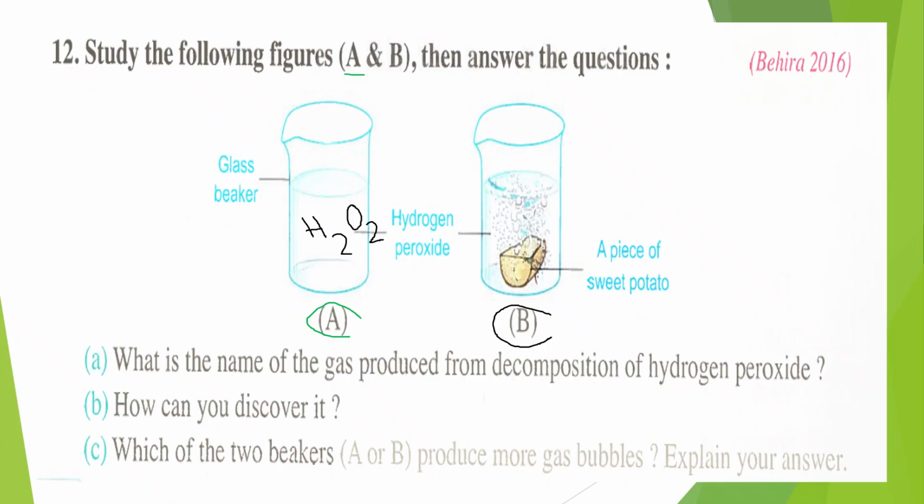And by the way, we said yesterday that its commercial name is oxygen water. So we have hydrogen peroxide or oxygen water. On the other side, we have the same substance, hydrogen peroxide or oxygen water. In the first beaker, I mean in figure A, we don't have any catalyst. Here, no catalyst is used.